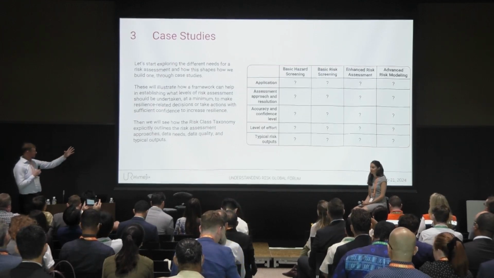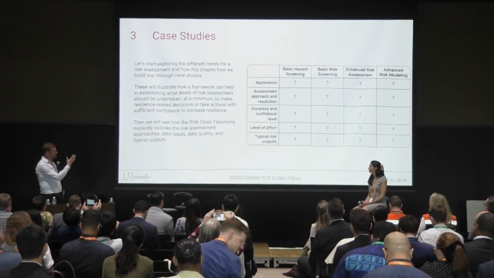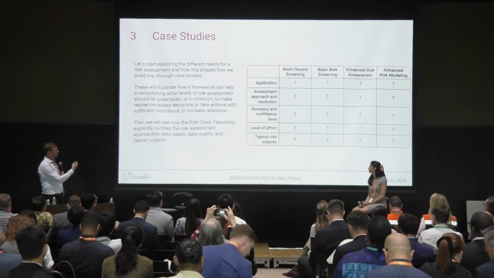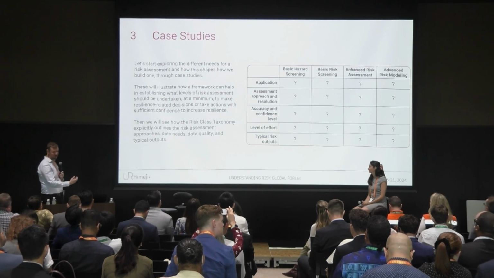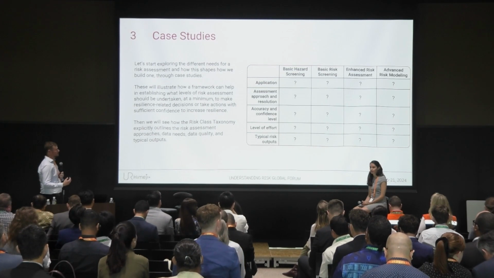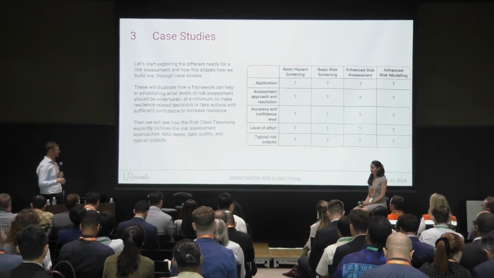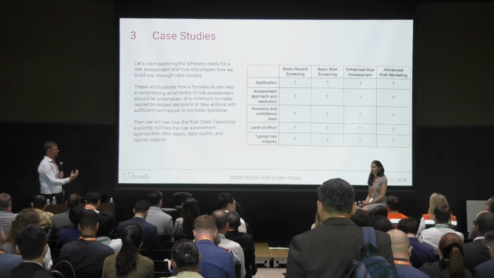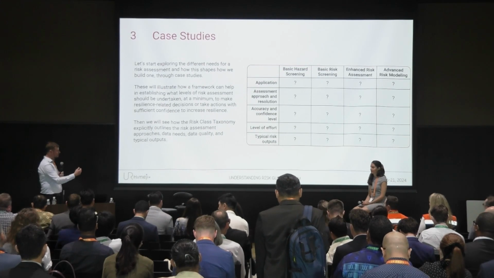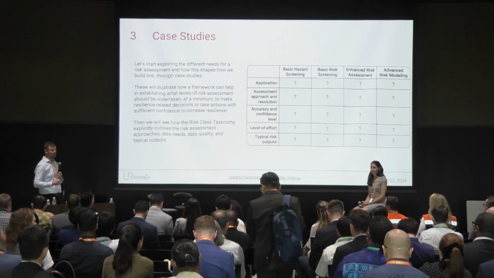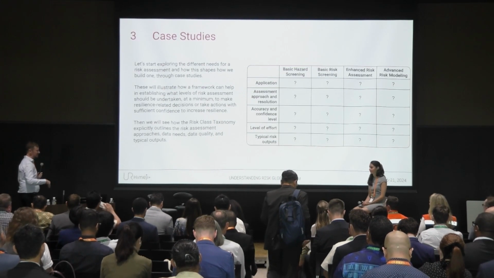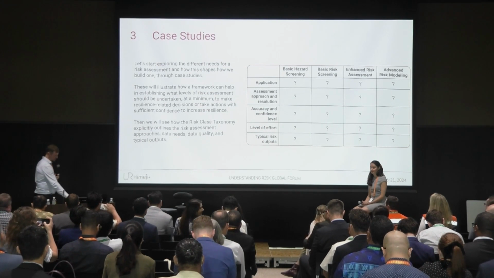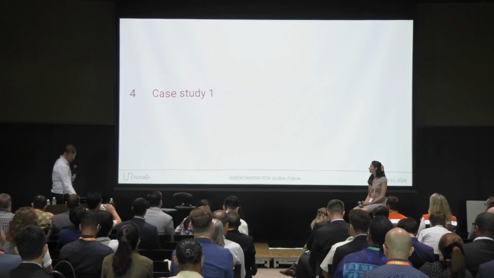Now, here we see the risk class taxonomy from basic hazard screening through to advanced risk modeling, but also what the applications are, the level of effort, and the accuracy and confidence levels. So we're going to take you through a few different case studies where we'll put you in the place of somebody, and then we can see how this framework is useful. And we want to get your feedback as well. So later on, there'll be the chance for feedback. But we want to take you through a couple of these case studies. So case study number 1.